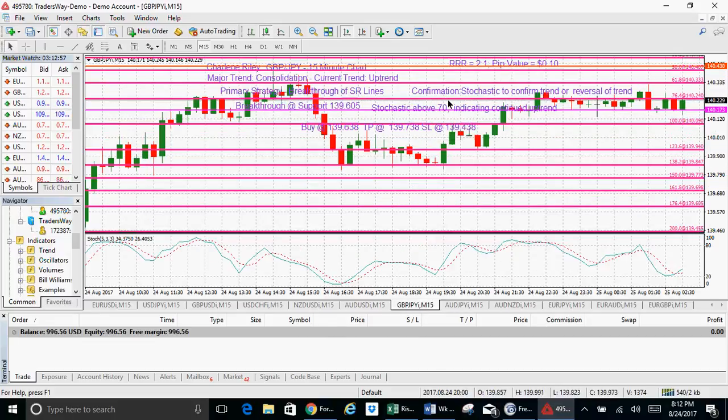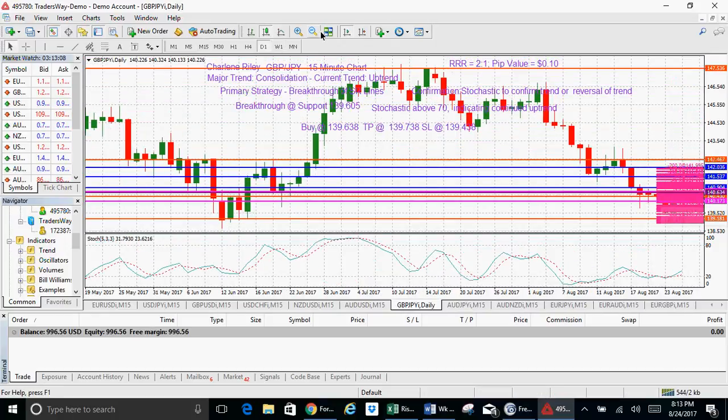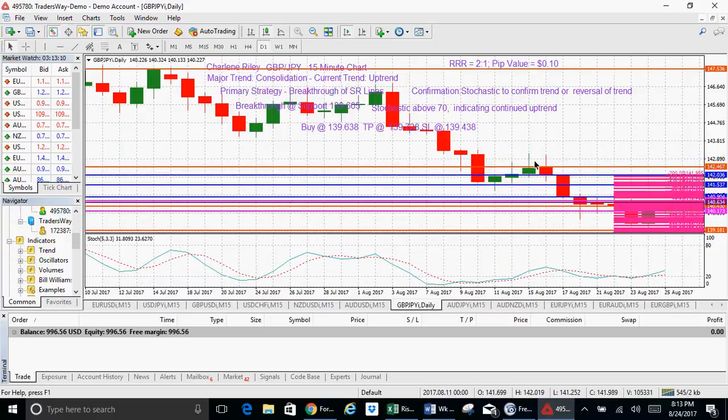Now in the British pound JPY, my fib lines are still good. And I see for the daily, overall the market had been in a downtrend, but it looks like it wants to try to reverse into an uptrend.